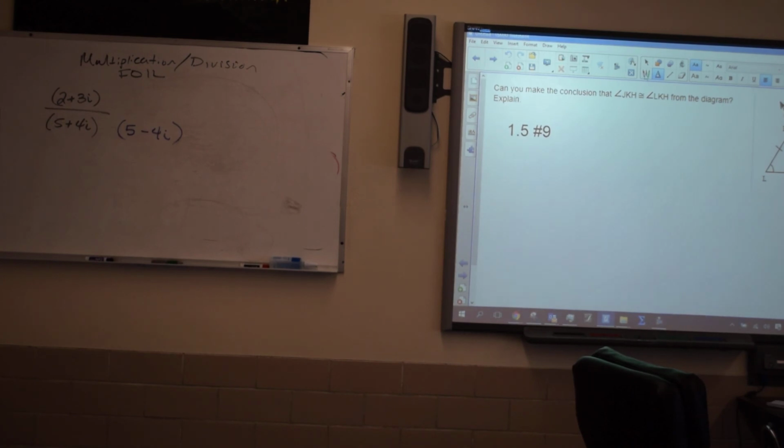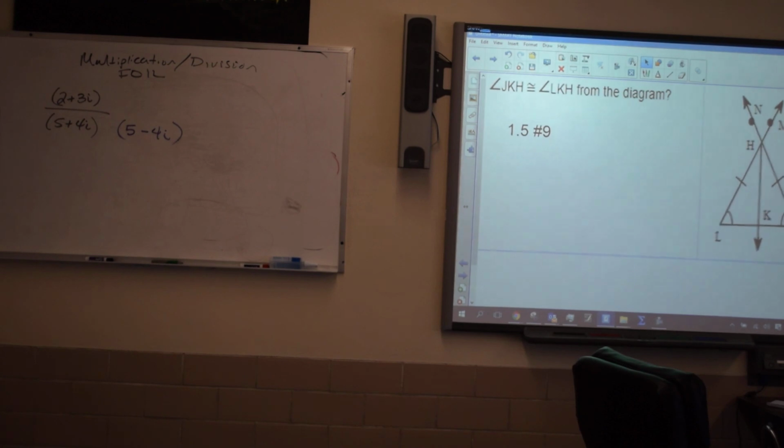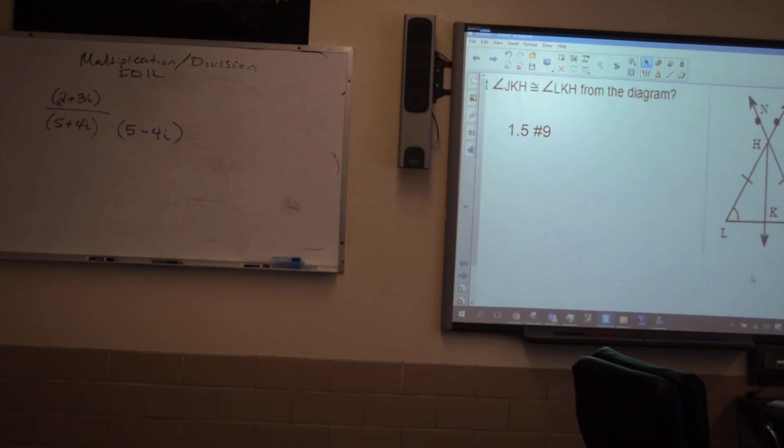So I want to look at this. I'm going to zoom in on the picture, but it asks you to make conclusions about angle JKH and angle LKH and see if they are congruent. Okay. Just based off of what we know so far. Okay? So I'm going to highlight JKH. I'm going to find that angle. So JKH is going to be the angle right there. You guys agree with that? Okay? And then LKH is going to be that angle.